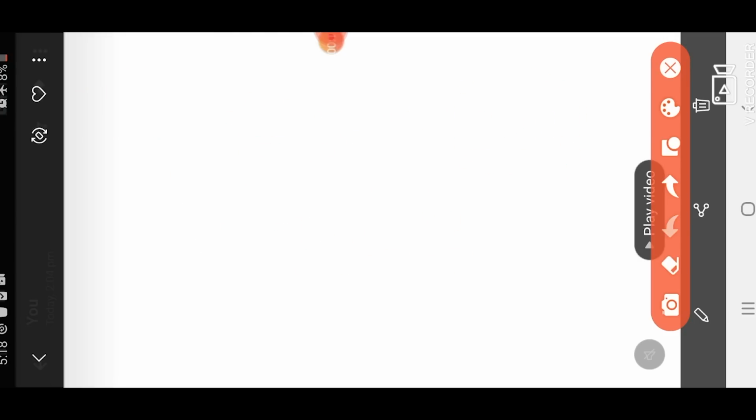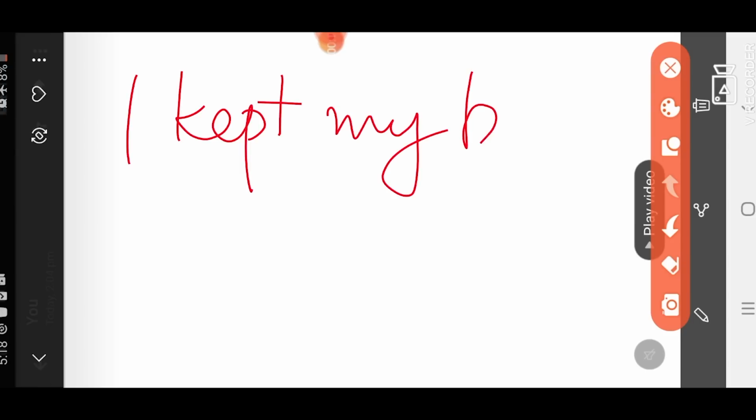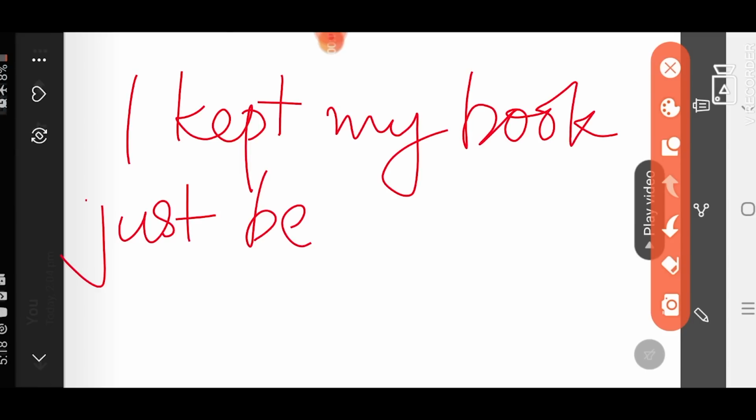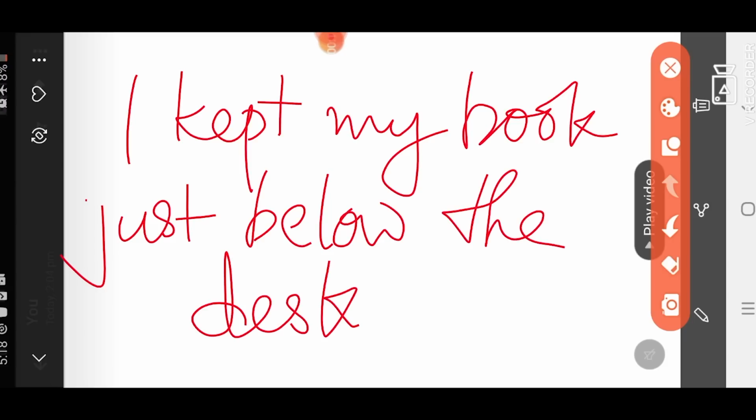Then one more. I kept my book just below the desk. I kept my book just below the desk. Where did I keep my book? I kept it below the desk. Now here I use the preposition below to link between the words kept my book and desk.